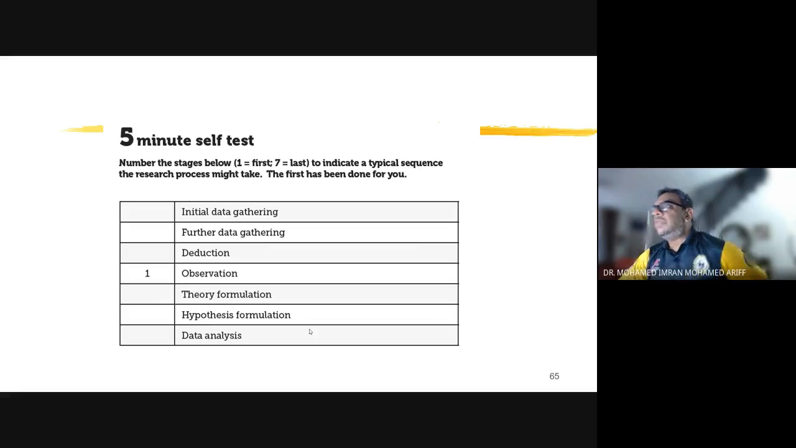5 minutes self-test. Number the stages below 1 to 7 to indicate a typical sequence the research process might take. The first has been done for you. Okay, so this is based on your understanding of today's class.